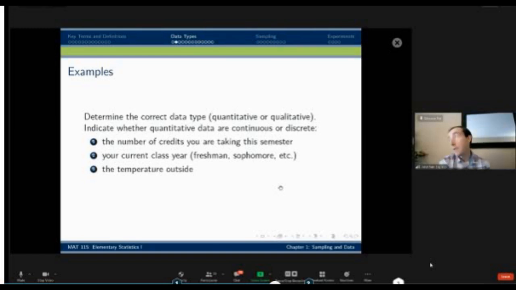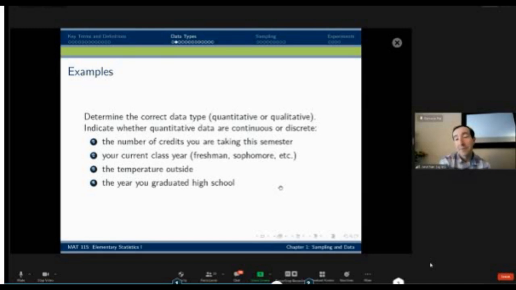What about the temperature outside? Quantitative. Obviously, I can use numbers to describe that temperature. And which type of quantitative data is it? Continuous or discrete? Continuous. Because I don't have to leap from 22 degrees to 23 degrees. 22.1 degrees is perfectly valid. 22.03 degrees is perfectly valid if I have a fine enough measurement system.